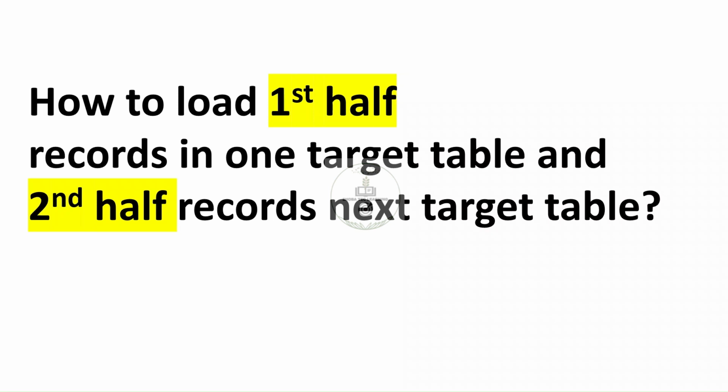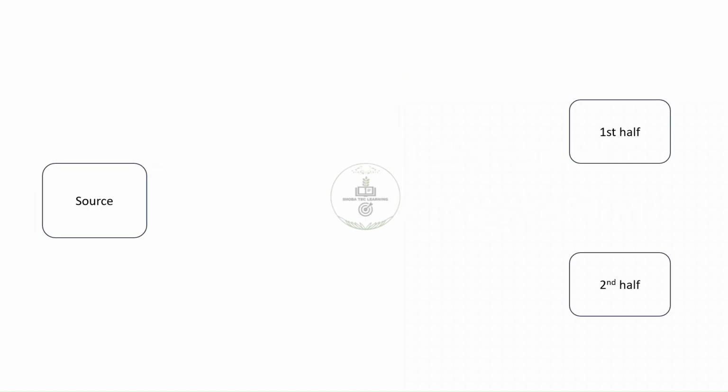Hello everyone, today we are going to see in the IICS tutorial series a scenario based question: how to load the first of record into one target table and the second of record into the next target table. First we need to know about the concept of this scenario.